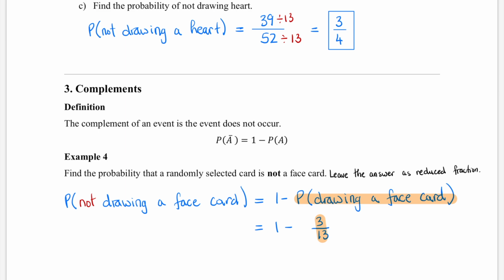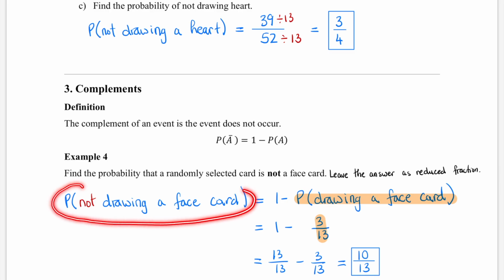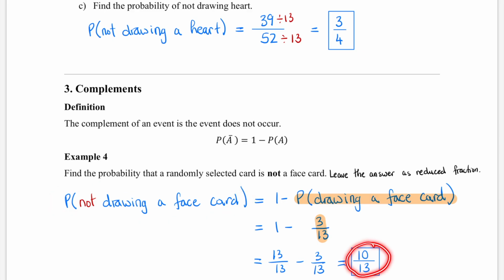In order to subtract fractions, we need a common denominator. So we'll rewrite 1 as 13 over 13. And 13 over 13 minus 3 over 13 is 10 over 13. The probability of not drawing a face card is 10 over 13. And I leave it as a reduced fraction because the question asks for it.